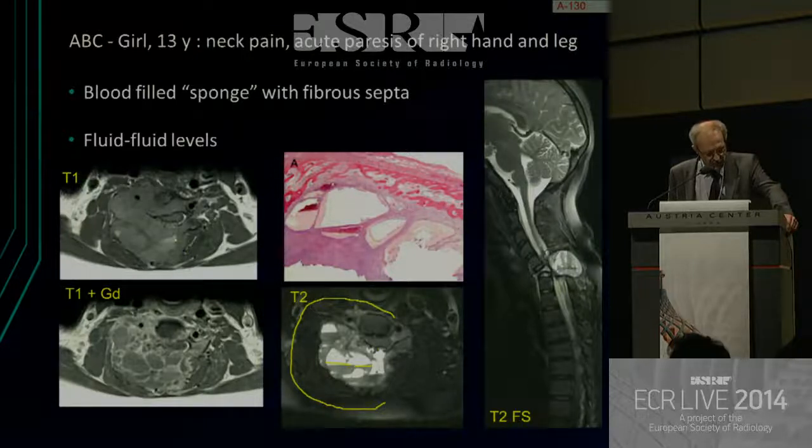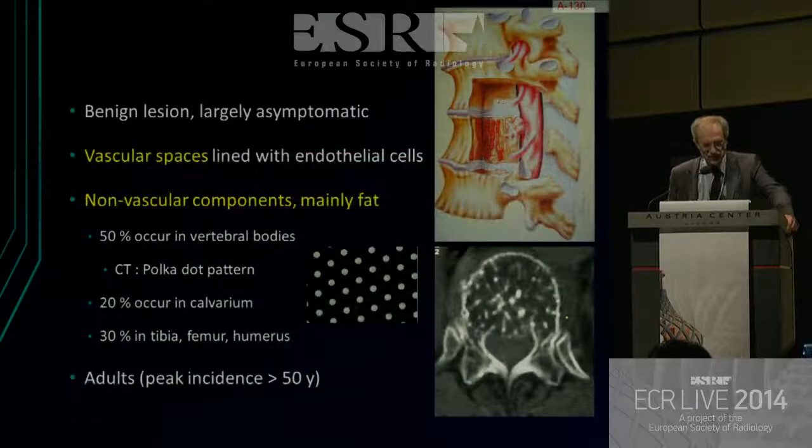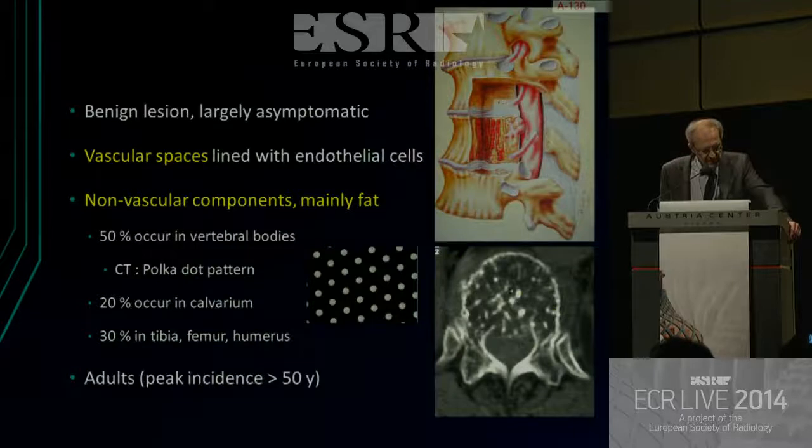You can see these fluid levels on T1 and after gadolinium, but I recommend to use the T2 to see that. And you have to window very carefully. The next tumor also consists of vascular spaces. It's a benign lesion, and it contains vascular spaces and fatty components.